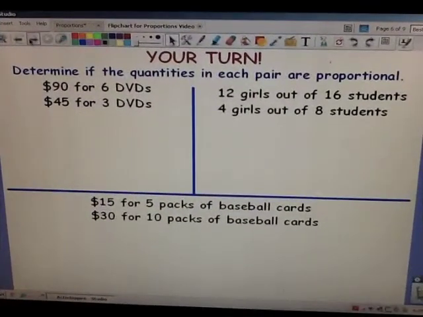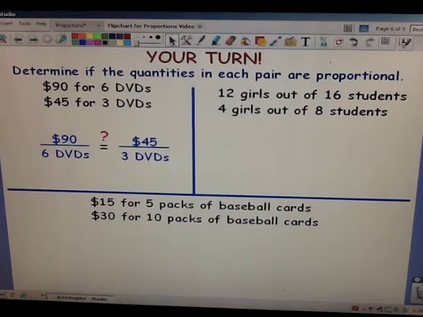Okay, let's do some more examples. We have $90 for 6 DVDs and $45 for 3 DVDs. Are these proportional? Step 1, set them up. Set up your proportion in fraction form. $90 for 6 DVDs, $45 for 3 DVDs. Are they equal? That is the question.